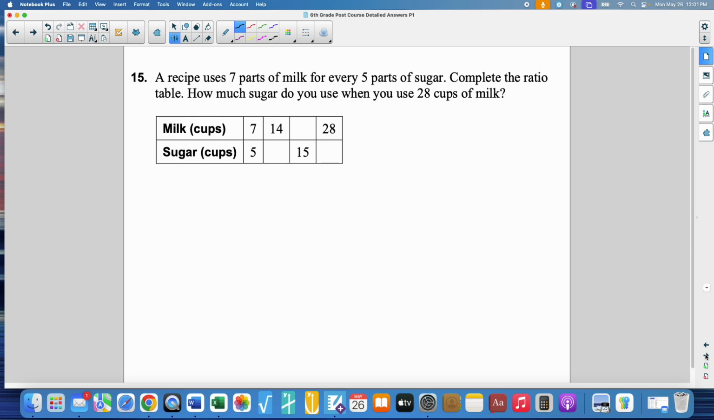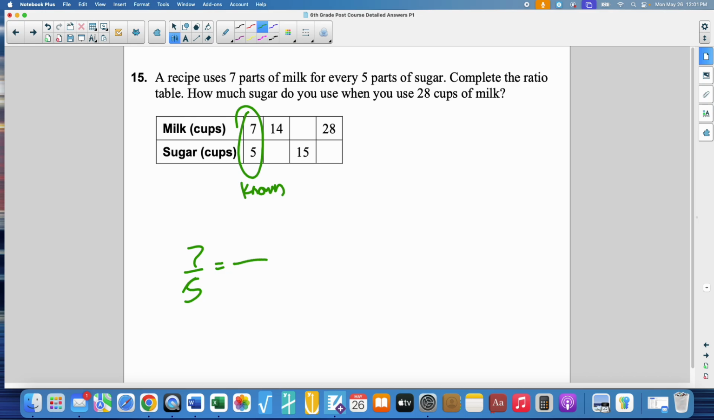Number 15, a recipe uses 7 parts of milk for every 5 parts of sugar. Very important to notice that they're both in the same units. That's good. Complete the ratio table. How much sugar do you use? So here is our known. I call this our known. So we're going to use this when writing equivalencies.